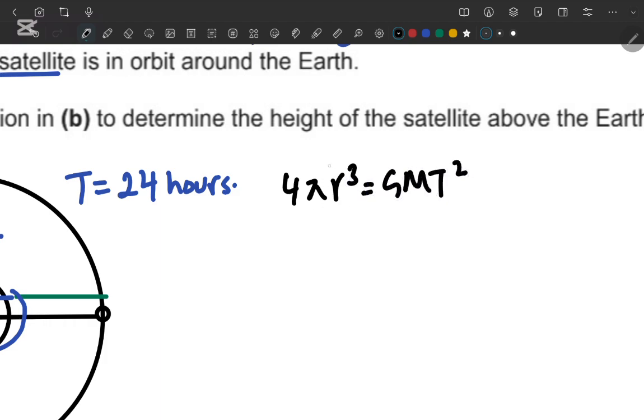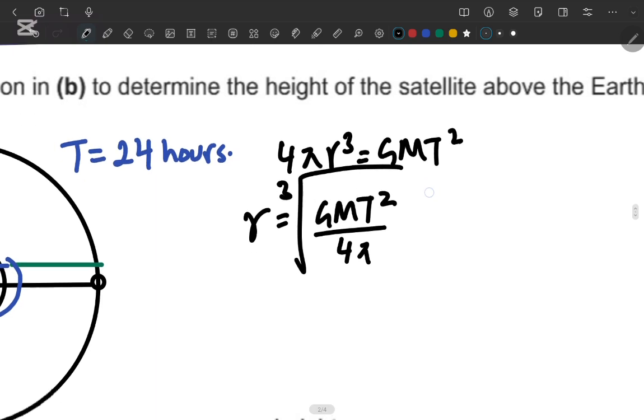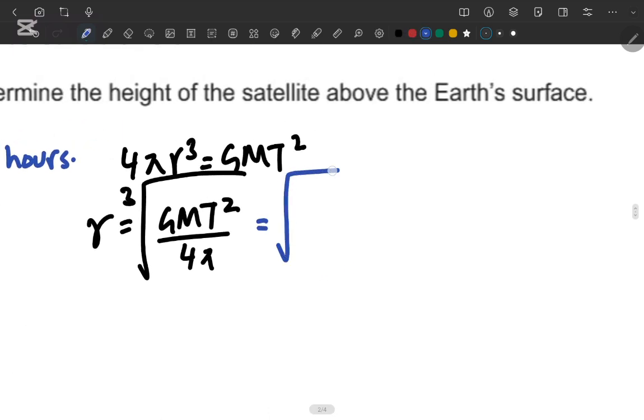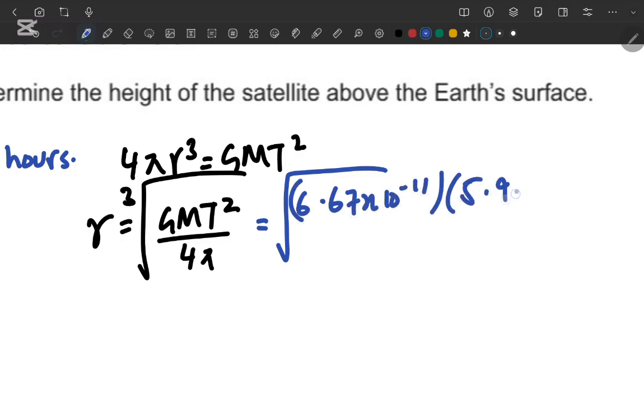Now, I want to find the r, so I'm going to make r equal to (GMT² over 4π) and then cube root. Now, let me plug in all the values. So we have 6.67 times 10 to the power of minus 11. Mass of Earth is 5.98 times 10 to the power of 24.